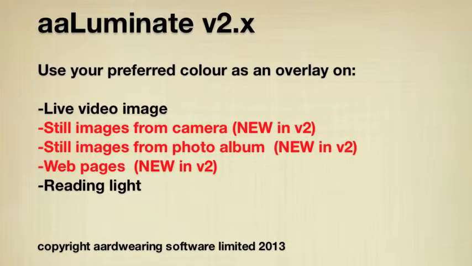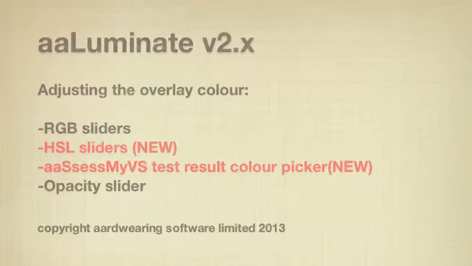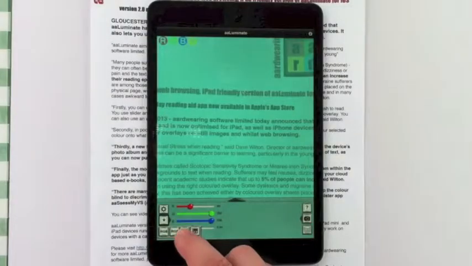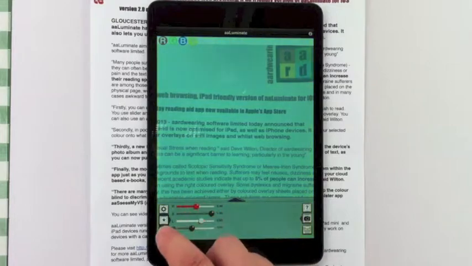aaLuminate can be used to place a coloured overlay of your preferred colour on top of each of the following: a live video from the camera on your device, still images you've just taken with that camera, still images from the pictures stored on your device, or web pages when viewed from within the aaLuminate app. You can also use a solid screen of your preferred colour as a reading light. The overlay can be adjusted to give you the best result using sliders to vary the colour or picking colours given by your Assess My VS app test result.